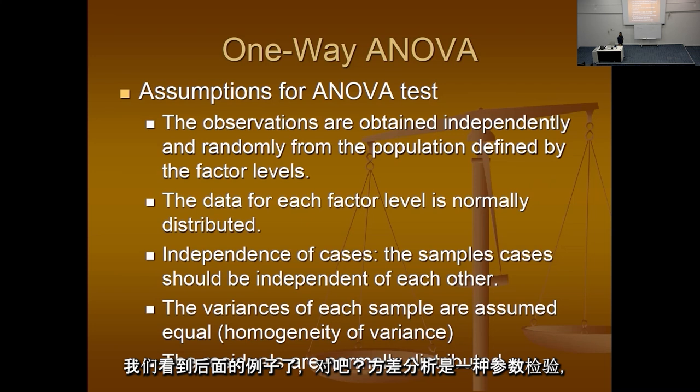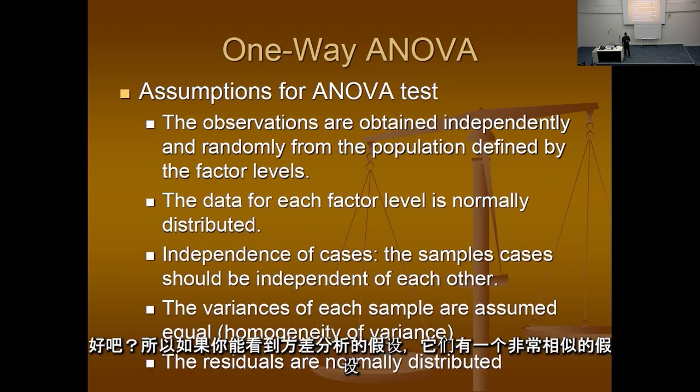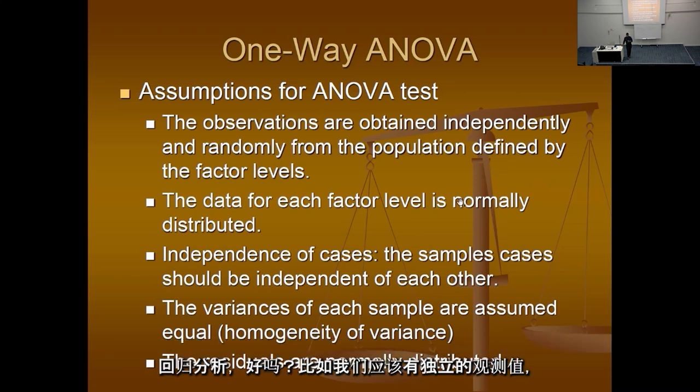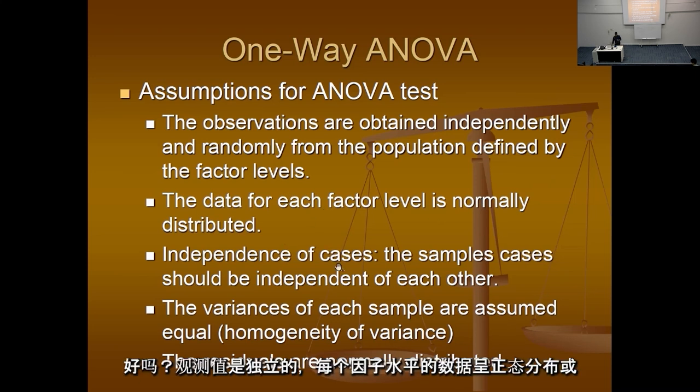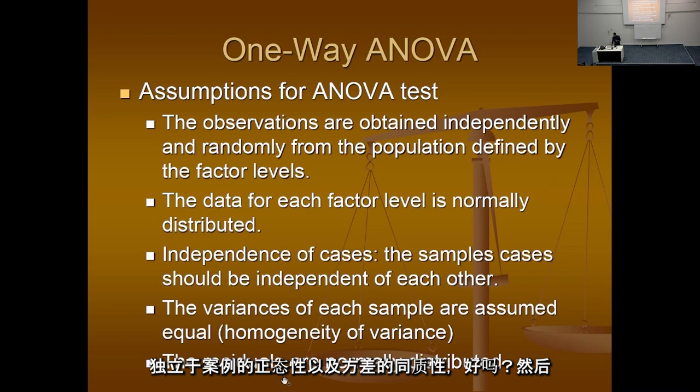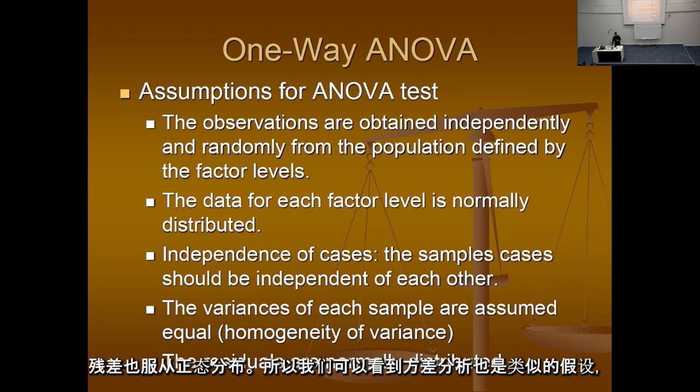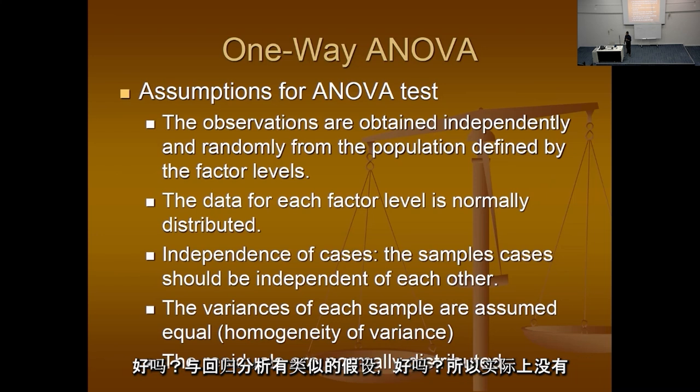ANOVA, or analysis of variance, is a parametric test. The assumptions of ANOVA are quite similar to those of regression analysis. The observations should be obtained independently. The data of each factor level should be normally distributed, independent of the cases, and there should be homogeneity of the variance. The residuals are also normally distributed. So ANOVA has similar assumptions to regression analysis.